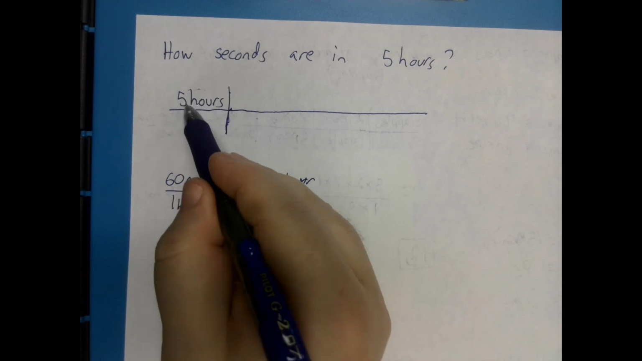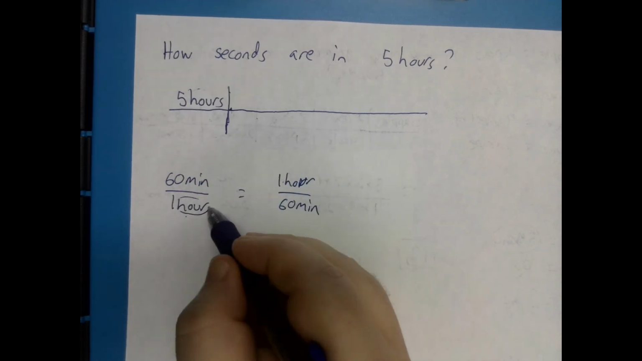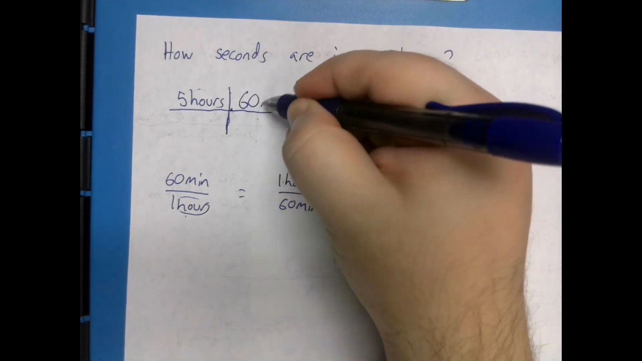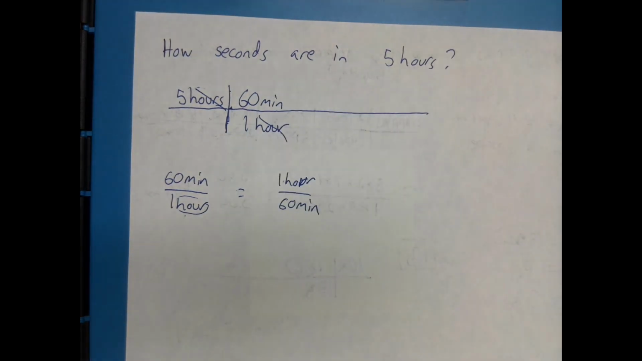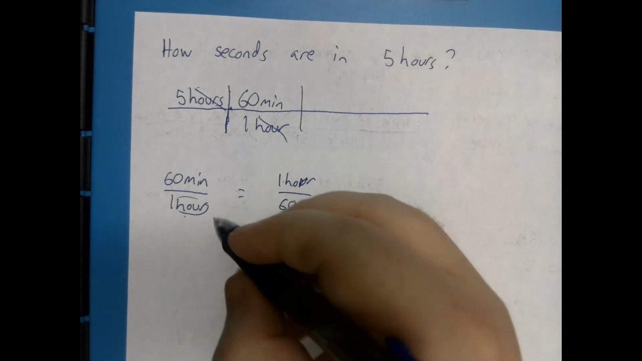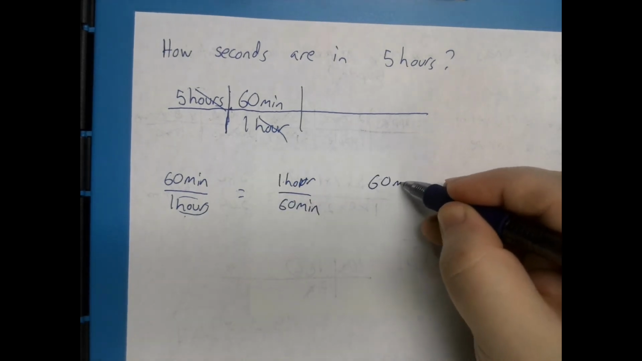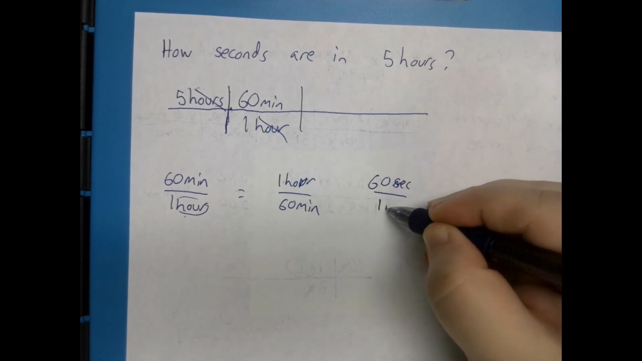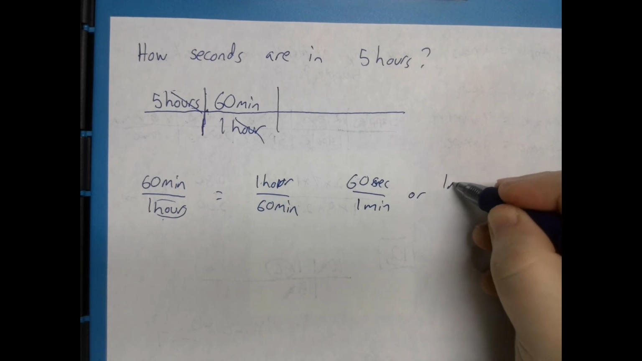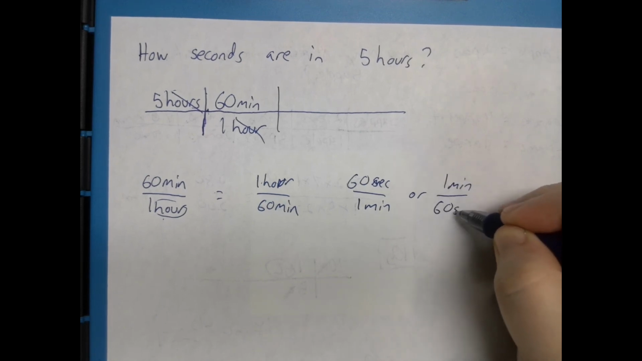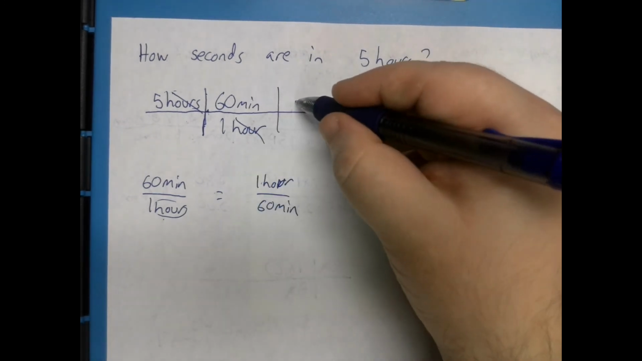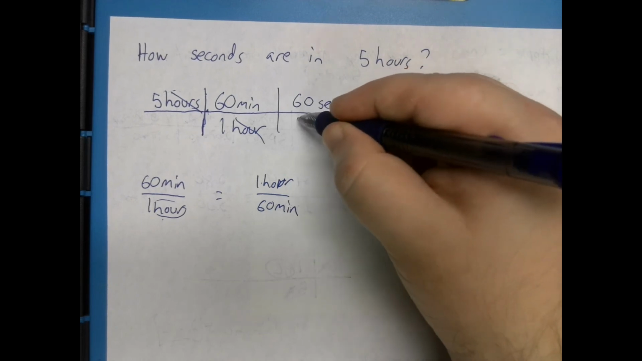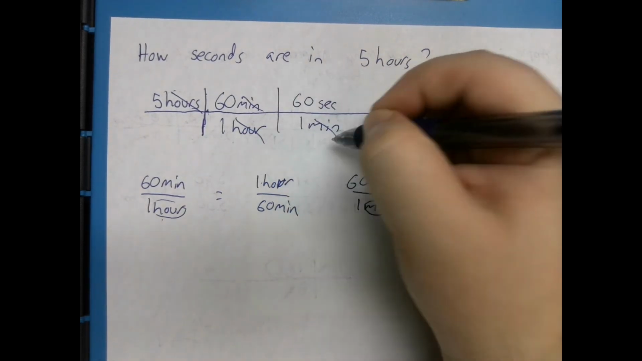We want to cancel out hours, so we want hours on the bottom. So that'd be 60 minutes per 1 hour. Hours cancel out, we're now in minutes. We need to convert minutes into seconds. Again, we can either put 60 seconds in 1 minute, or 1 minute per 60 seconds. We want to cancel out the minute, so we make minute on the bottom. So 60 seconds per 1 minute, so that the minutes cancel out.